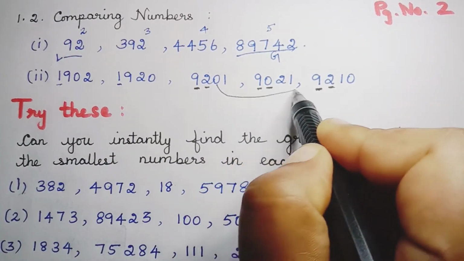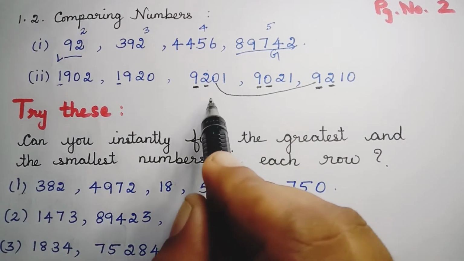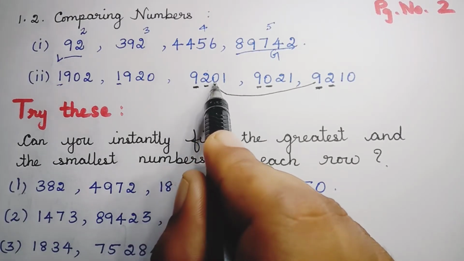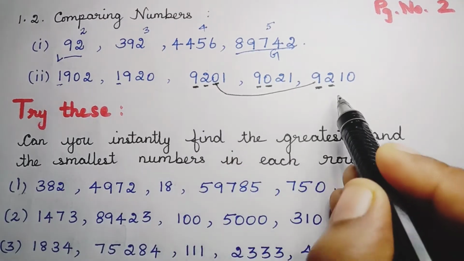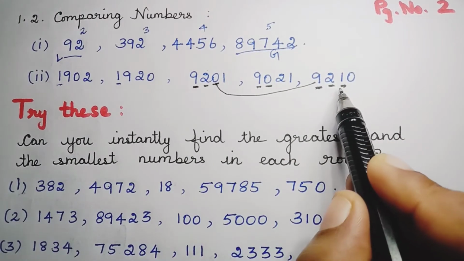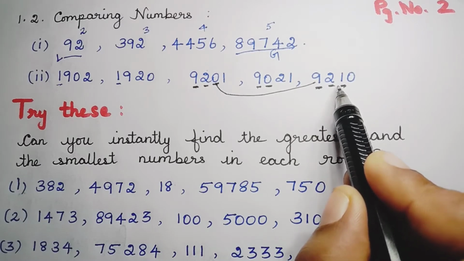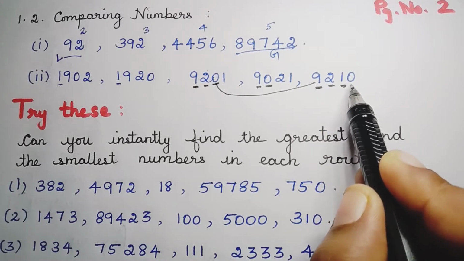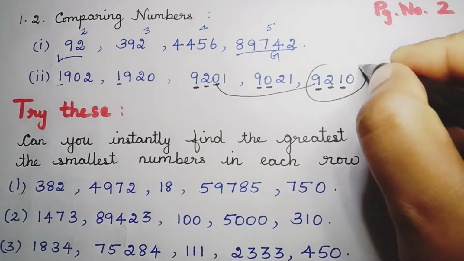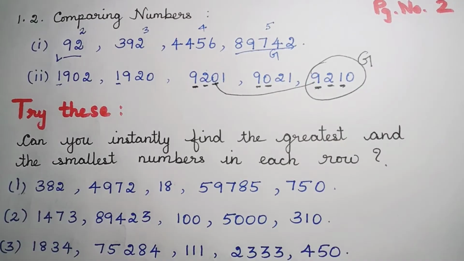These two numbers you have to compare. So look at the third digit. 9, 2, and the next digit is 0 here and 1 here. So which is the bigger number, 0 or 1? 1 is bigger, so 9210 will be your bigger number. So this number is your greatest number.